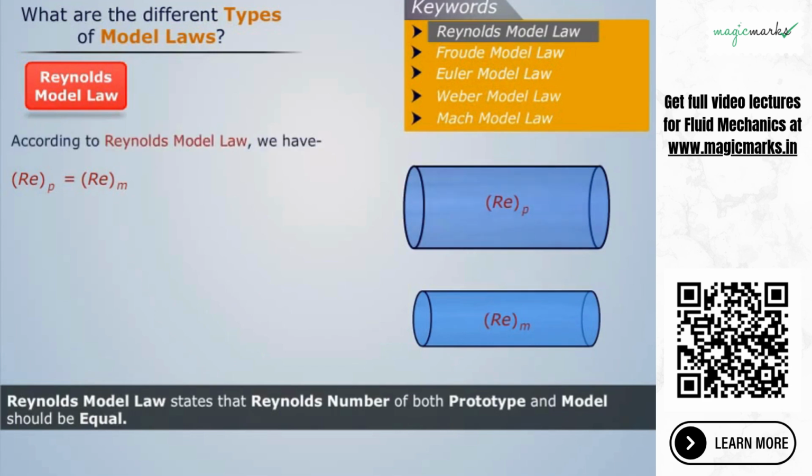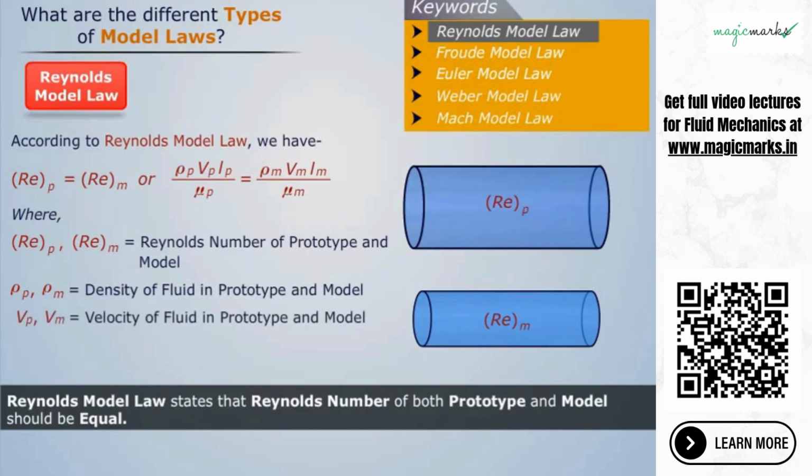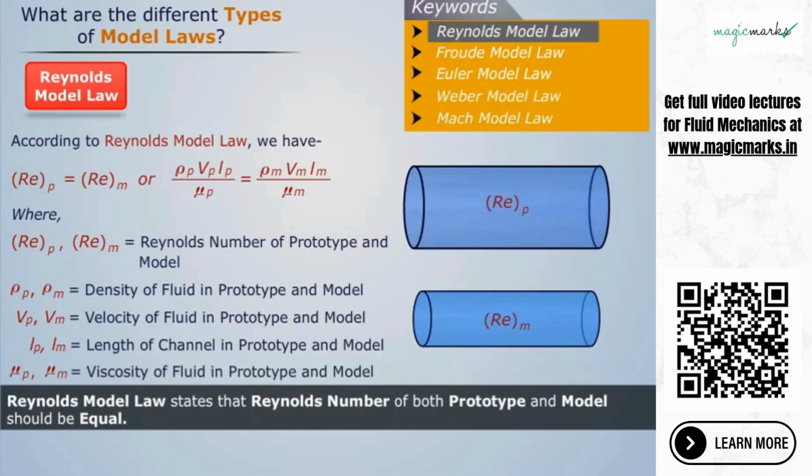According to Reynolds model law, we have Rep = Rem, that is, rho P V P L P / mu P = rho M V M L M / mu M, where Rep and Rem are the Reynolds number of prototype and model, rho P and rho M the density of fluid in prototype and model, Vp and Vm the velocity of fluid in prototype and model, Lp and Lm the length of channel in prototype and model, and mu P and mu M the viscosity of fluid in prototype and model.